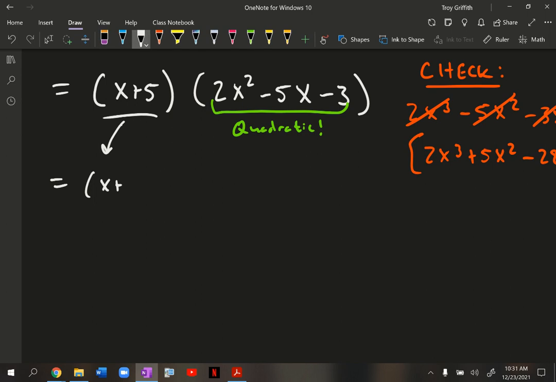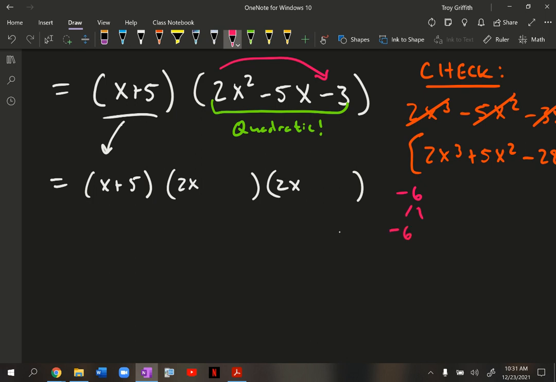So I've got an x plus 5 sitting right here. And then let's try and factor this quadratic. So remember, if there's a 2x squared at the front, I'm going to put a 2x and a 2x. Then I'm going to do 2 times negative 3, so that's a negative 6. Two factors of negative 6 that add up to negative 5 would be negative 6 and positive 1. So I'm going to write those numbers down, negative 6 and positive 1. But keep in mind, I have to divide a 2 out of one of these sets of parentheses. And in this case, I can divide a 2 out of this middle set of parentheses.